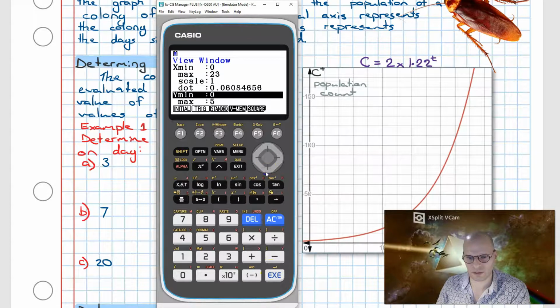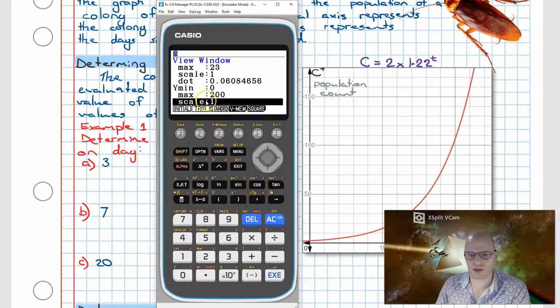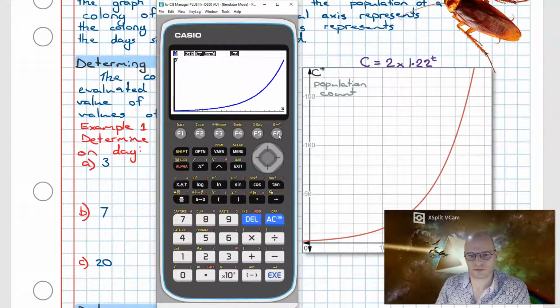Going down, we have ymin and ymax. So this tells us how much we want to see on our y-axis. Again, we can simply extrapolate this from our graph, or we can estimate. We know for a fact that the colony size is going to begin at least 2 cockroaches, but we're not sure how high it's going to go. For this instance, we could guess something really high and then adapt later, or we can just look at our graph. For this one, I'll go 200. Sometimes we may change this so we can see features more clearly on our calculators. Once that's done, we go exit and we'll graph. And thus we have our beautiful graph shown here.